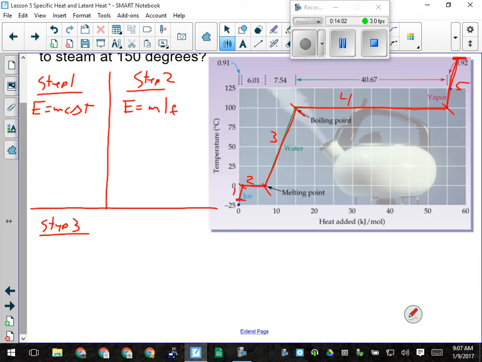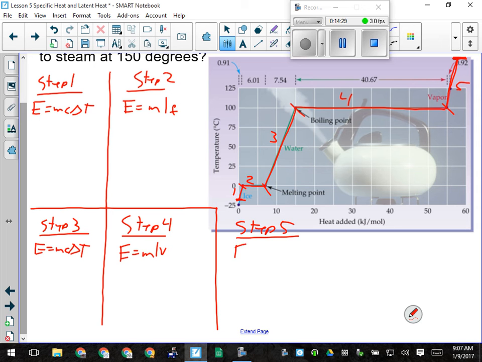In step 3, I'm changing the temperature of the water, so we're back to this one, E equals mc delta T. In step 4, we're boiling the water. Now there's no temperature change. Which formula do I use here? E equals mL_V. And then on step 5, we're back to mc delta T because we have a temperature change again. So now we've decided what formula is going to be used for each step.